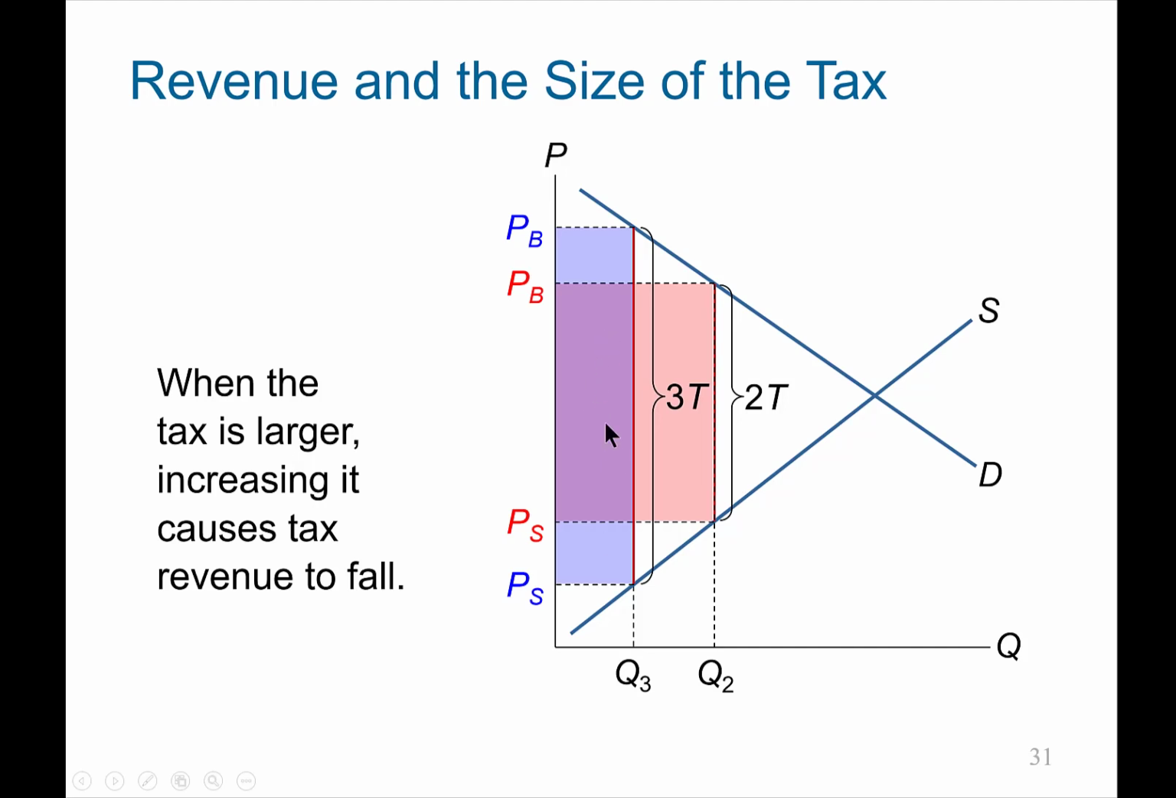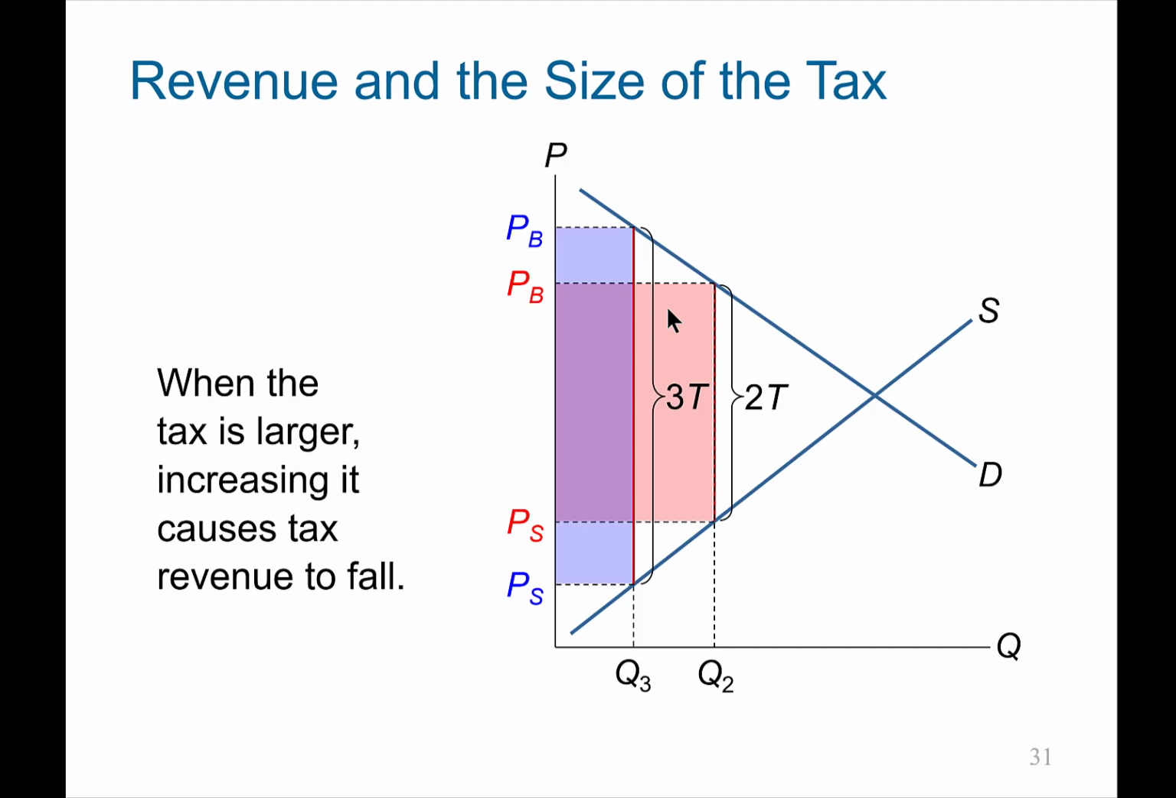We still have this. This part here is in both of them. So we gained this and we gained this. Add those two up, that's less than what we lost: this rectangular red only part here. So if you make the tax too big, tax revenue can actually start to go down.